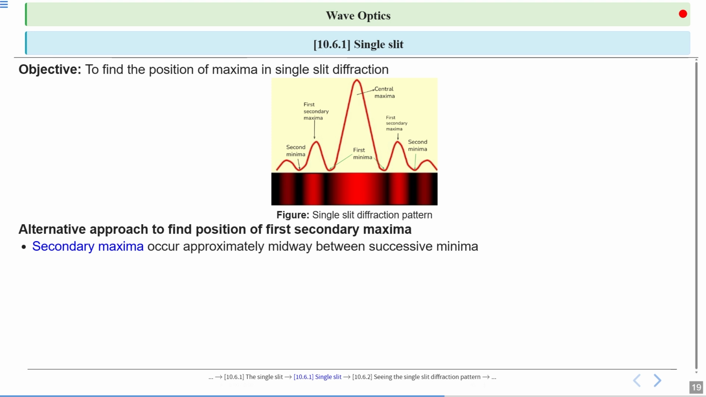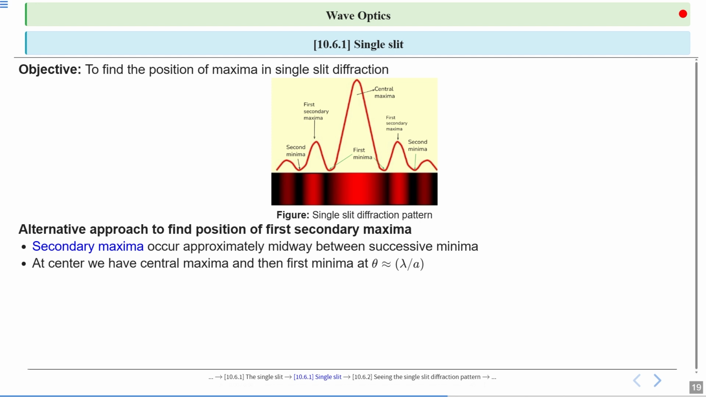So secondary maxima occurs approximately midway between the successive minima. This means that after each dark band or minima, there is a bright band or maxima that is not as intense as central maxima. At the center of the pattern, we have the central maxima, which is the brightest.